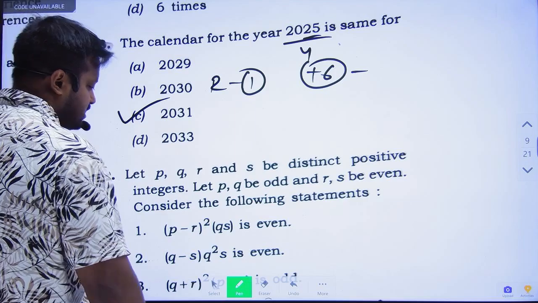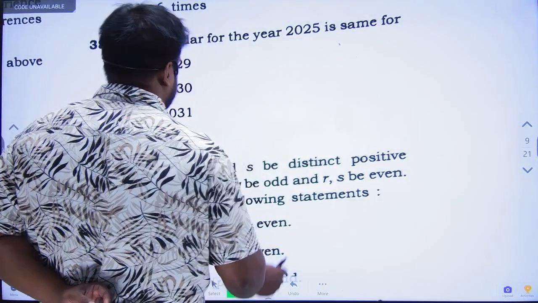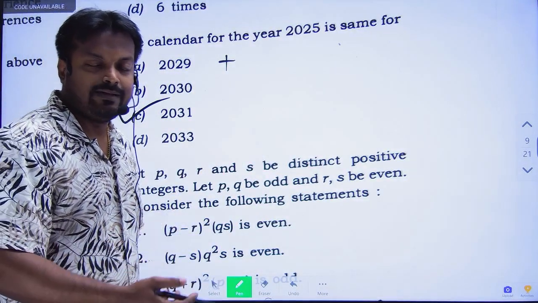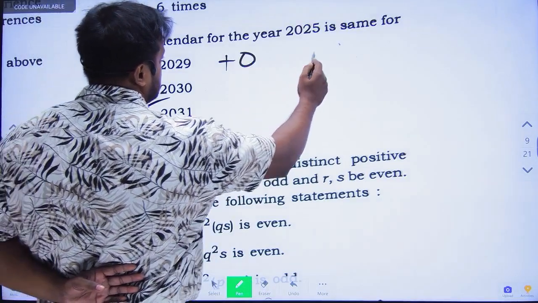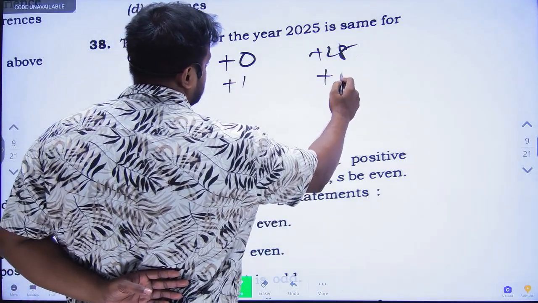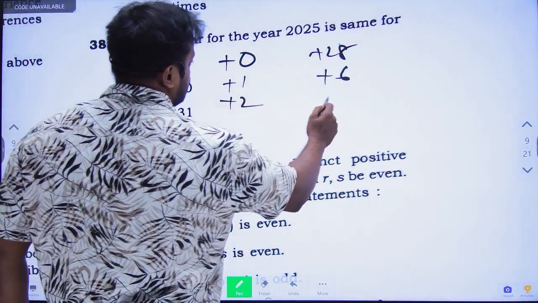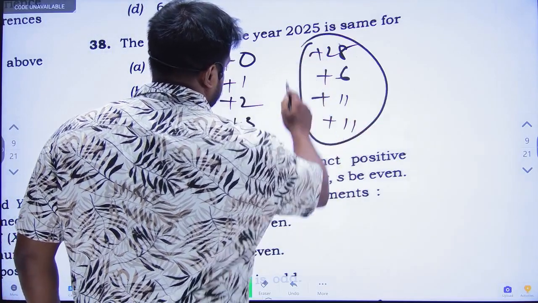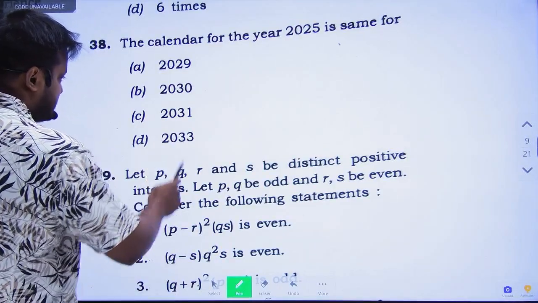The calendar repeating concept is: divide by 4 if it's a leap year, and if it's a century year, divide by 400. If the remainder is 0, we add 28. If the remainder is 1, we add plus 6. In this case, the remainder was 1. If the remainder is 2, we add plus 11. If the remainder is 3, we add plus 11. Fine. This is the concept of calendar repeating. So in this case, the answer is 2031.